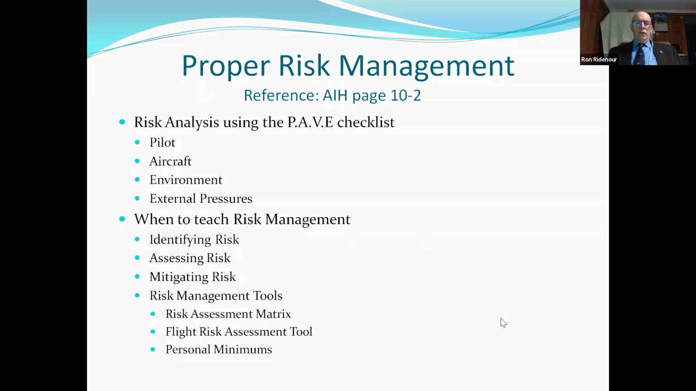And then flight risk assessment tools and personal minimums. We really want to stress that people have personal minimums and that they adhere to them. It's not very good to have a personal minimum, but then just say, oh well, that's for another day. That's not for today. Even though the crosswind's blowing at 15 knots and I've only flown in a 10-knot crosswind, I think I'll go fly anyway. So try to have some personal minimums and utilize those personal minimums to mitigate the risks that you take when you're flying.